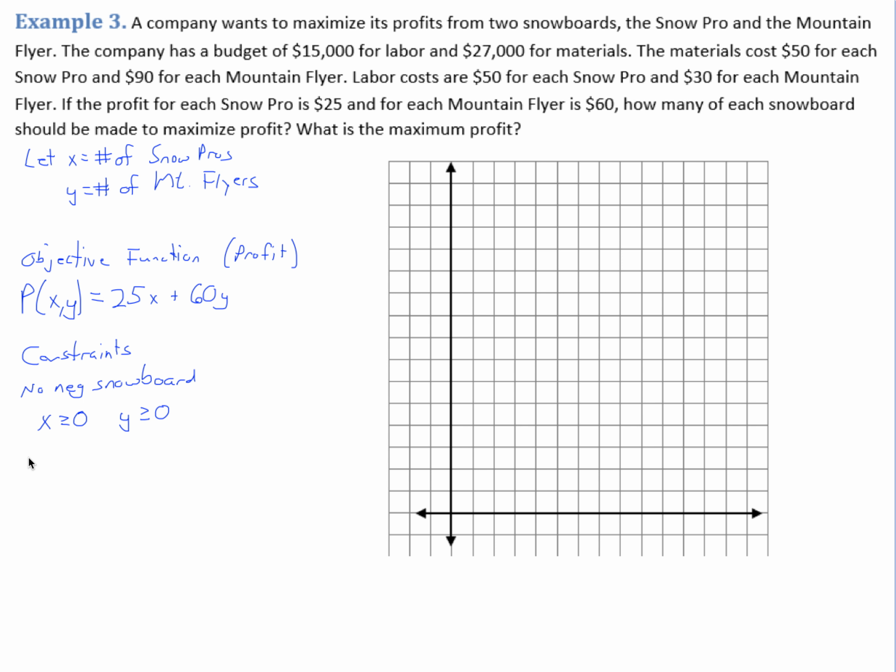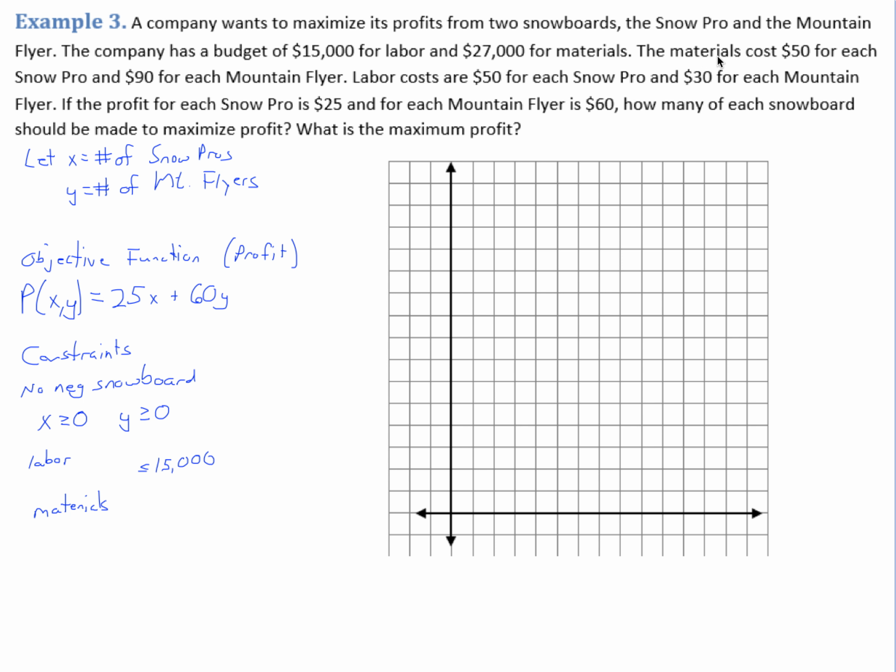The other 2 things that they deal with here as we come through, the company has a budget of $15,000 for labor. So there's going to be a constraint on labor. You can only have your workers work so many hours. And then there's going to be a constraint on materials, what they use to make it. So labor, they can spend up to $15,000 on labor. They can't spend more. So we know the labor has to be less than or equal to $15,000. Well, how much does it cost for this labor?